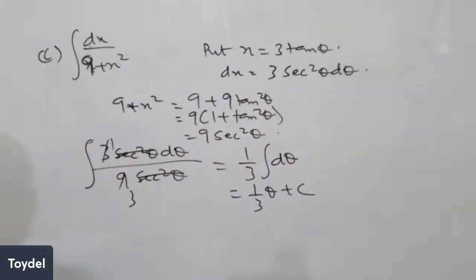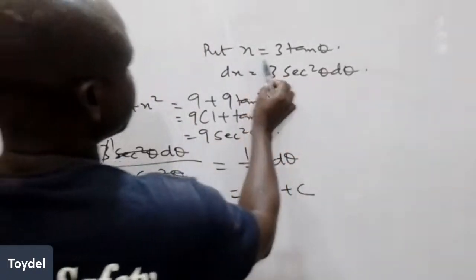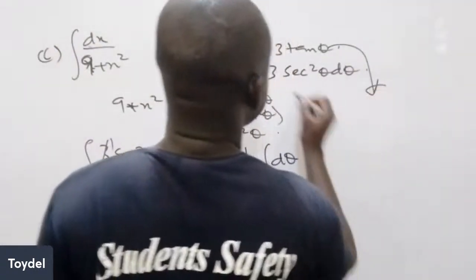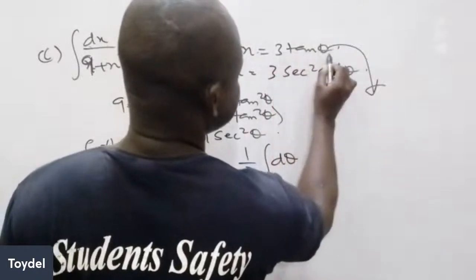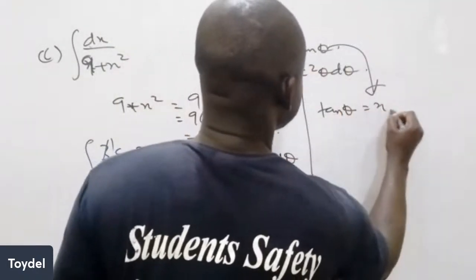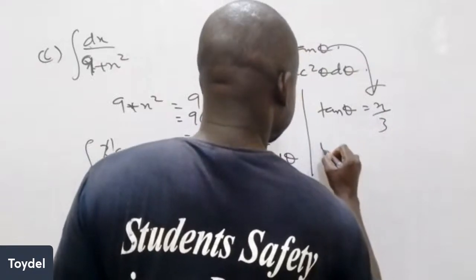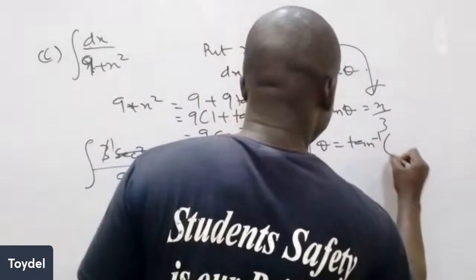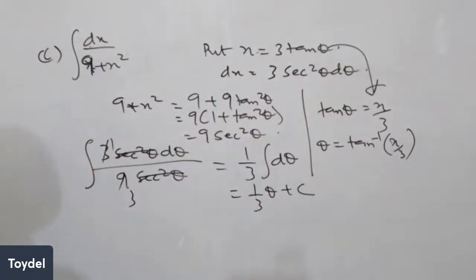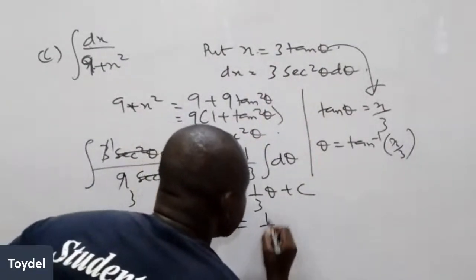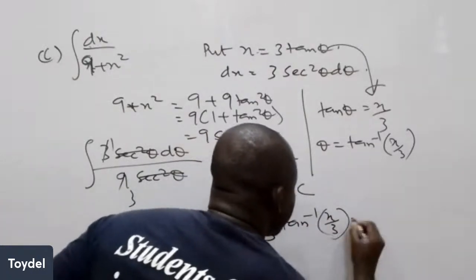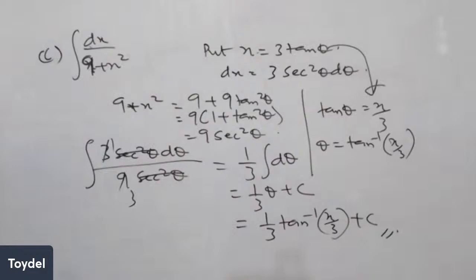So what is theta? If x is equal to 3 tan theta, then tan theta will be equal to x all over 3. Then theta will be equal to arctan of x all over 3. That's the value of theta. So I'll substitute back and say 1 all over 3, instead of theta, I'm going to have arctan of x all over 3 plus arbitrary constant. And that is what we are going to have.